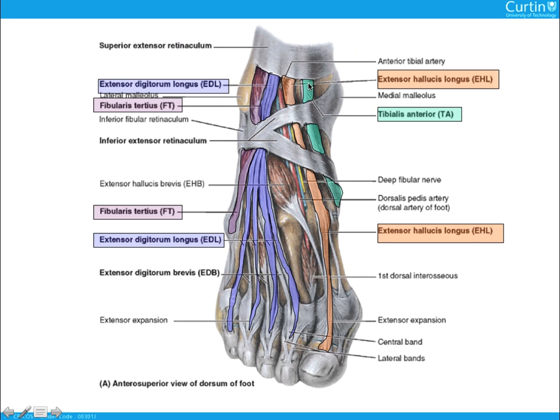Here we can see the tibialis anterior coming down to the first cuneiform, or the medial cuneiform, whichever you want to call it, extensor hallucis longus coming down to the distal phalanx, and extensor digitorum longus coming down to the 2nd to 5th distal phalanges to extend them.